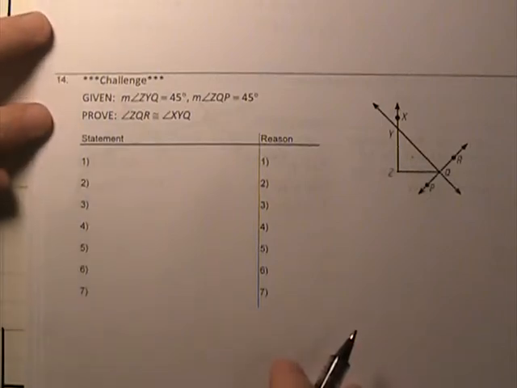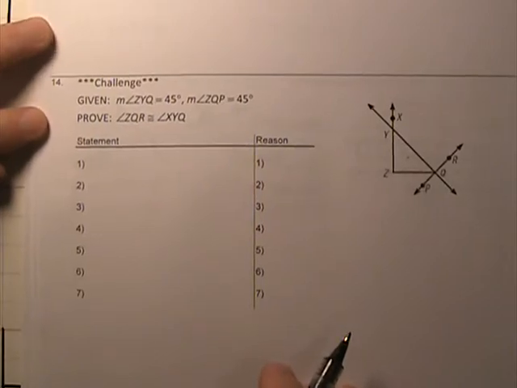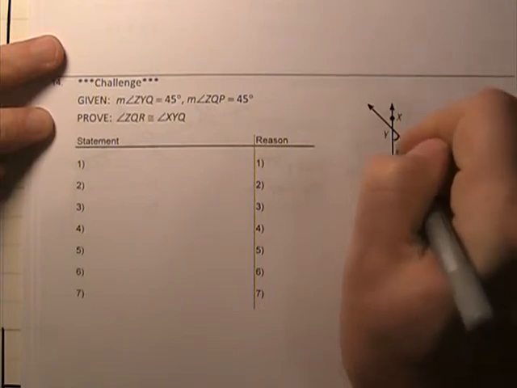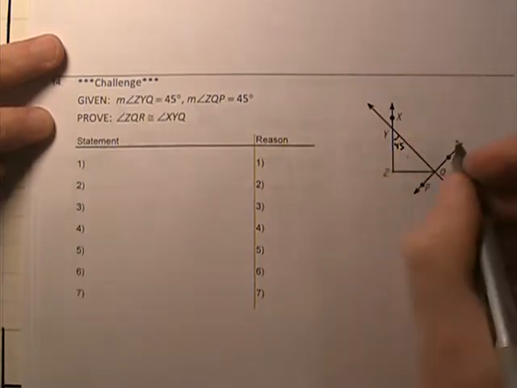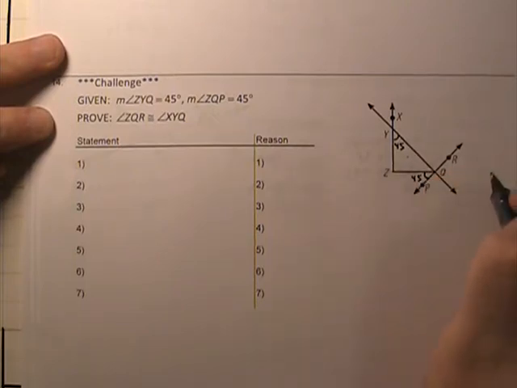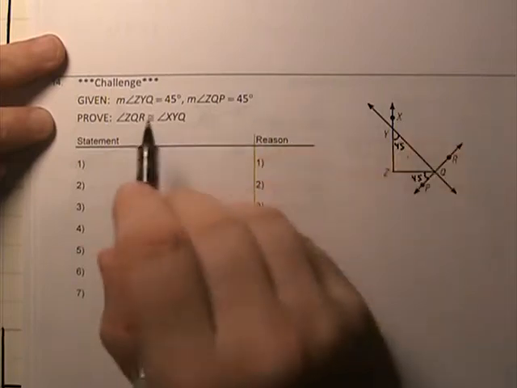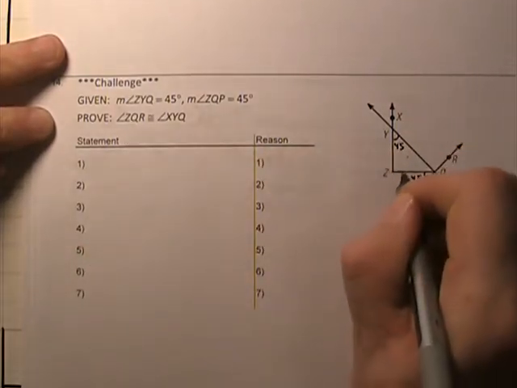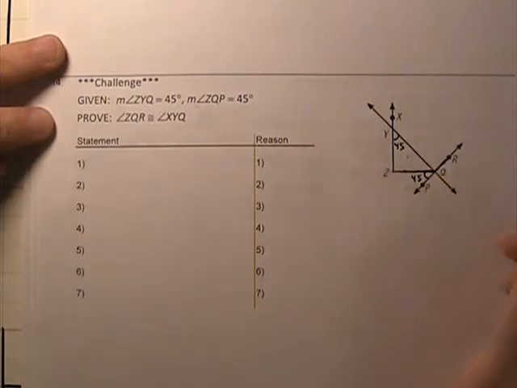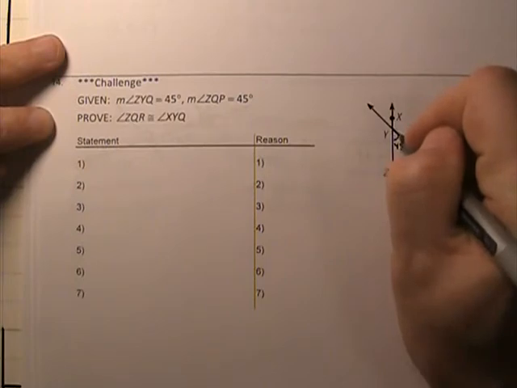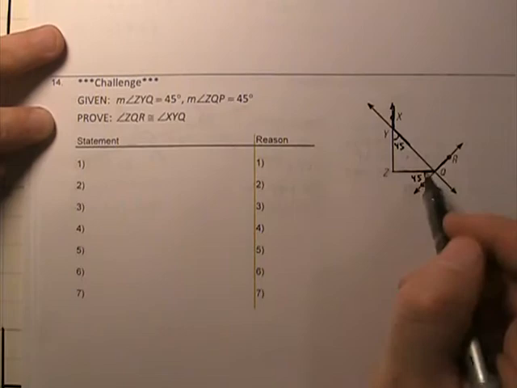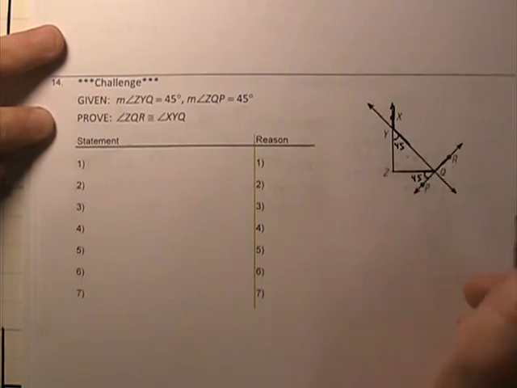Okay, we're looking at number 14, and it's the challenge problem. It says that angle ZYQ is equal to 45, and angle ZQP is equal to 45. And it wants us to prove that angle ZQR is congruent to angle XYQ. So XYQ and ZQR, and the two 45-degree angles.